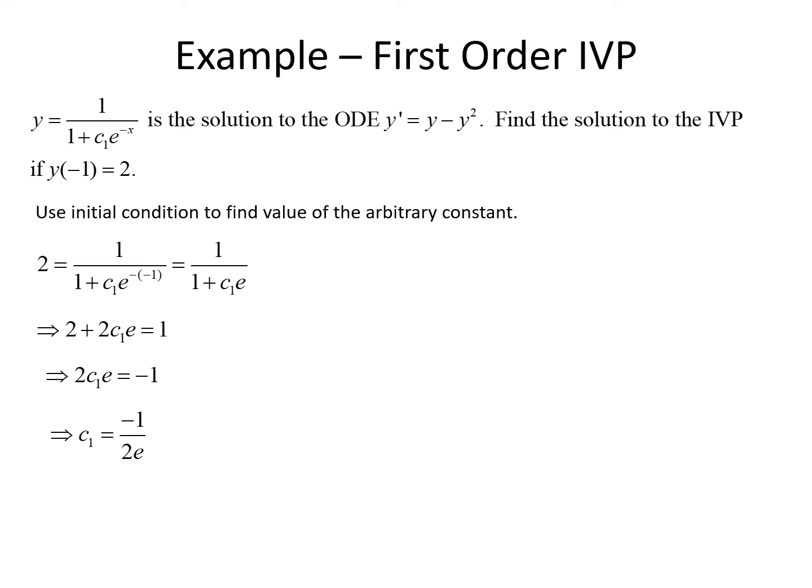The last thing that we need to do is plug that back into our solution. Because remember, these problems don't ask us to find the arbitrary constant. They ask us to find the solution to the IVP. So we're going to take that c1 value and plug it back into the solution. So we get 1 divided by 1 minus 1 over 2e times e to the minus x.